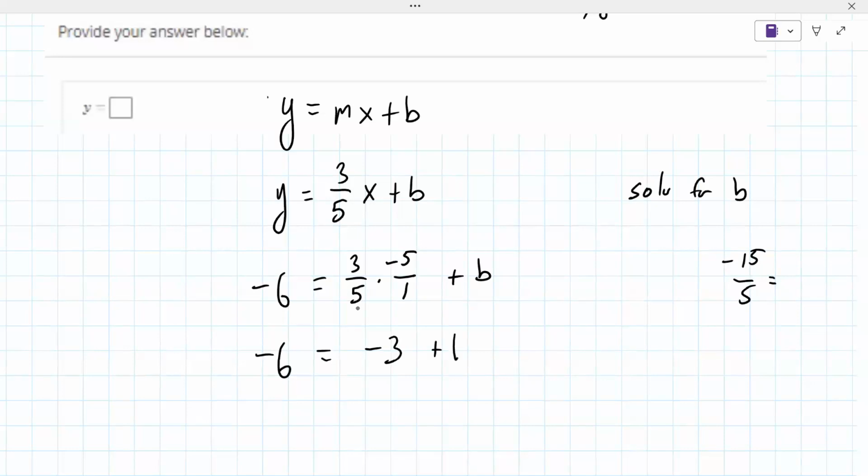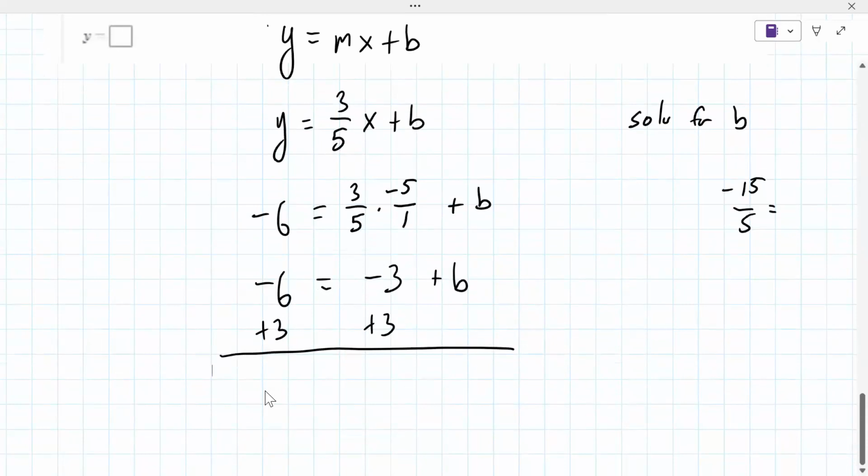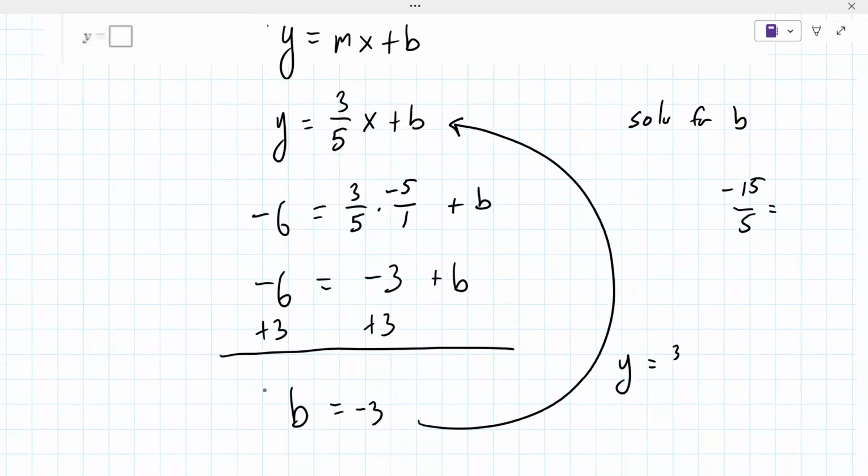Negative six equals negative three plus b. How do you undo this negative three here? How do you undo subtraction? Addition. Yes, you're going to add three to both sides. So what does b equal? What is negative six plus three? Negative three. This b is negative 3. So that goes back into this line right here. Y equals 3 over 5x plus, sorry, minus 3. Like that.